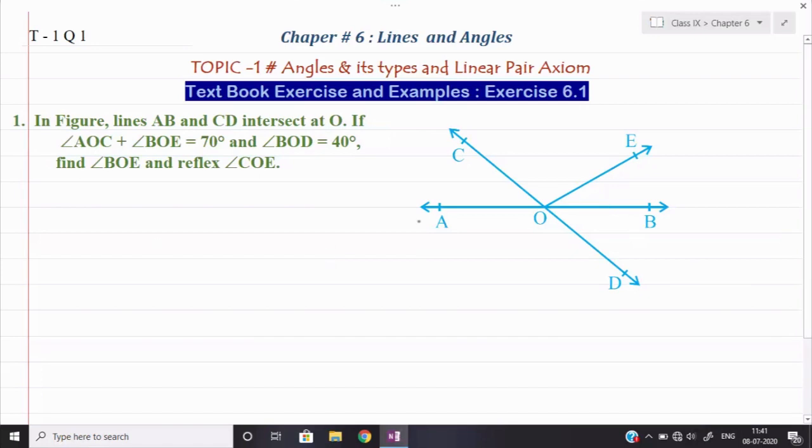So let us see. First of all, I will say this angle AOC is my angle number 1. Then BOE is my angle number 2. BOD is my angle number 3, right? And then COE is my angle number 4 that I am marking here. Now I need to find angle BOE, which means angle 2, and reflex angle COE, which means reflex angle 4.